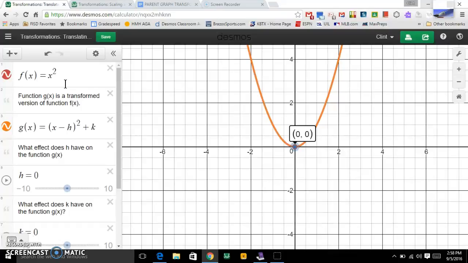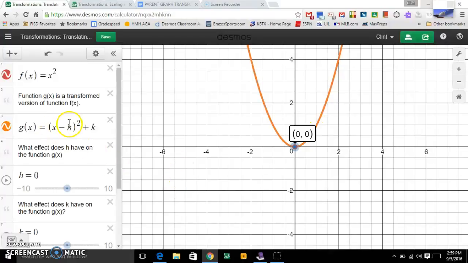All right, first thing about these transformations: any operation that happens inside a grouping symbol, parentheses, brackets, absolute value bars, is going to be some kind of horizontal change. The graph is going to be affected left and right. If it happens outside those symbols, then it will be affected vertically, up and down. First type we're going to do is translation, which just means moving a graph.